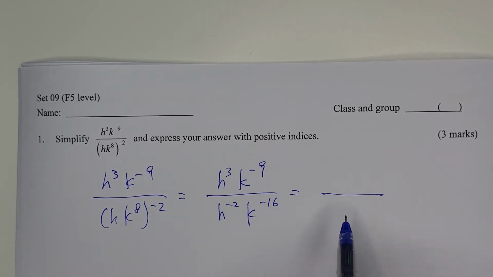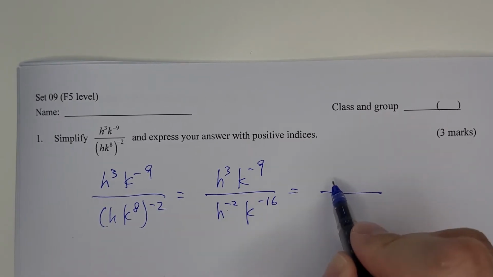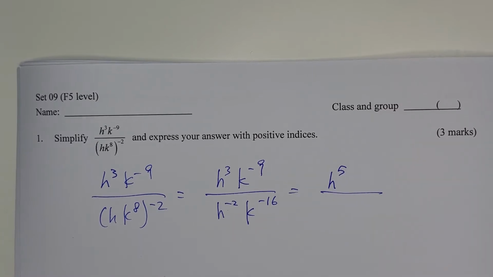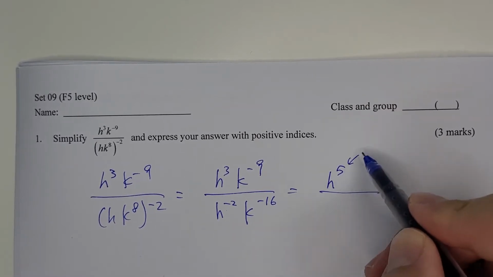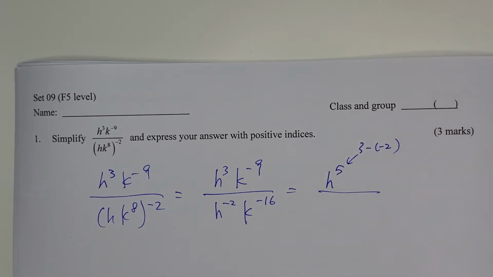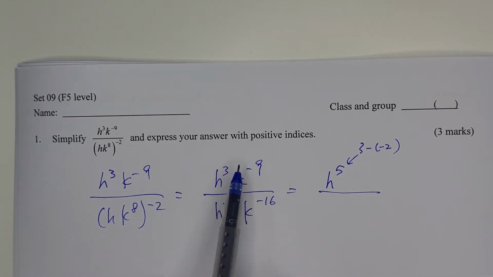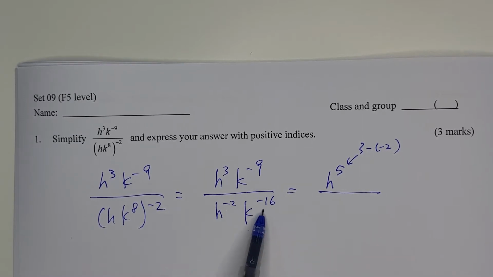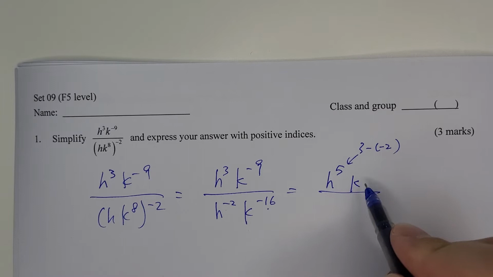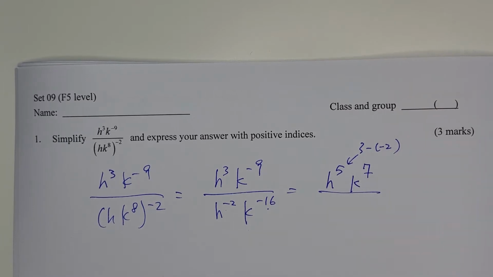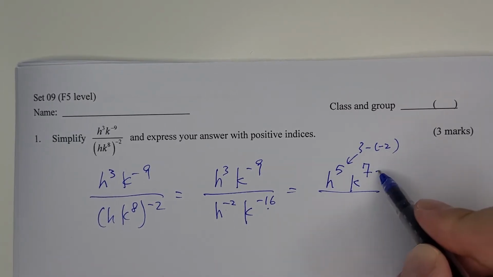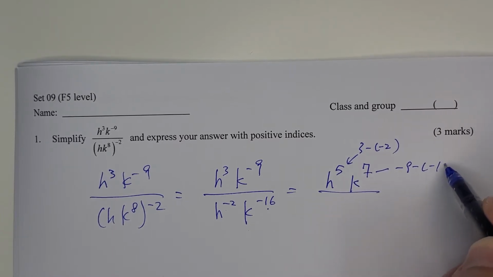So here there will be h to the power 3 divided by h to the power negative 2, it gives you h to the power 5. And how does this 5 come out? That is 3 minus negative 2. Okay. Next, for the k to the power negative 9 over k to the power negative 16, again, when you are doing the division, then the index will perform subtraction. So that will be k to the power positive 7. How do we get this 7? Because this is negative 9 minus negative 16.